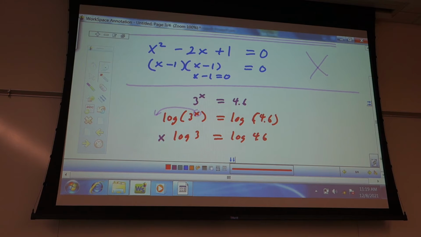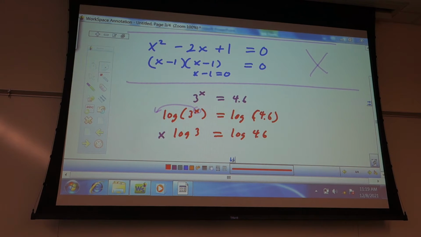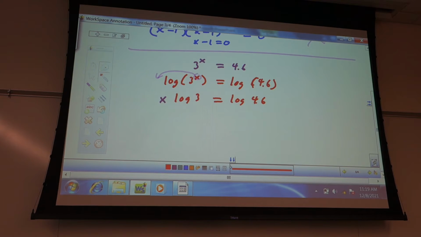And what did we say? Didn't we just find the log of 3? No, we found the log of 2. Okay, what's the log of 3? 0.477. So x times that equals, what's the log of 4.6? So I want to find the log of 4.6.